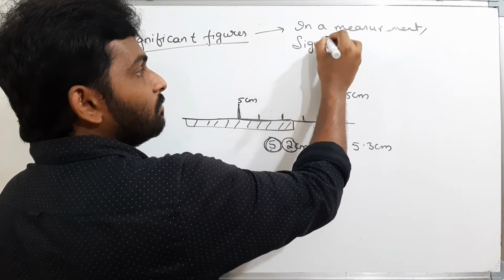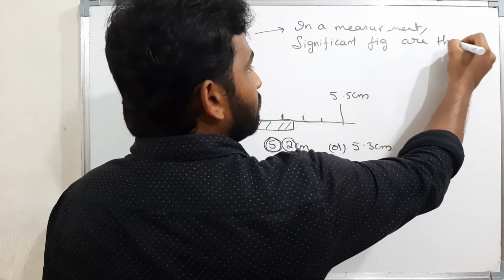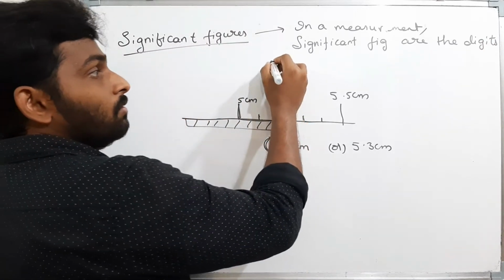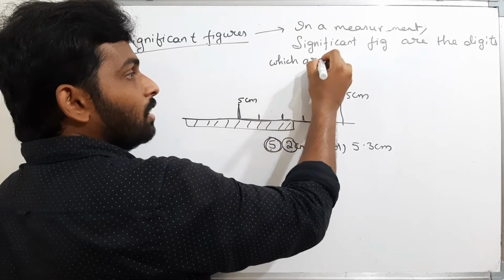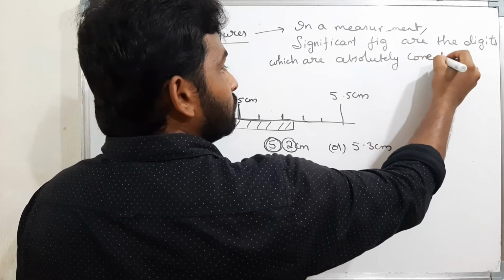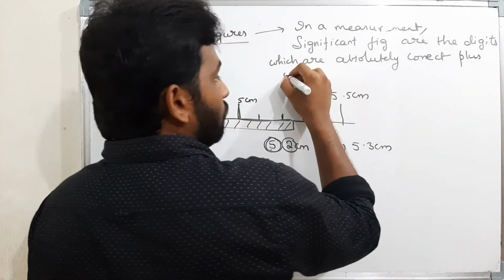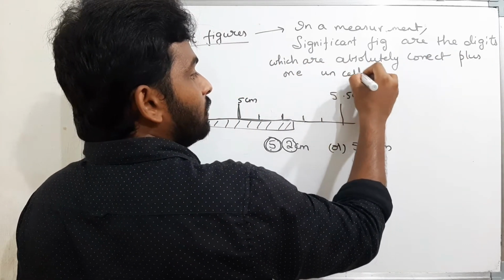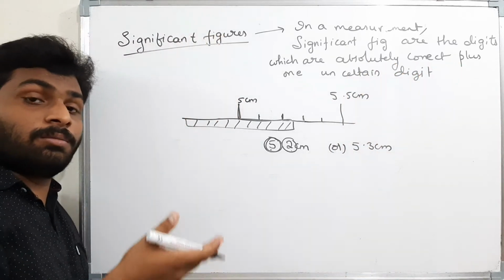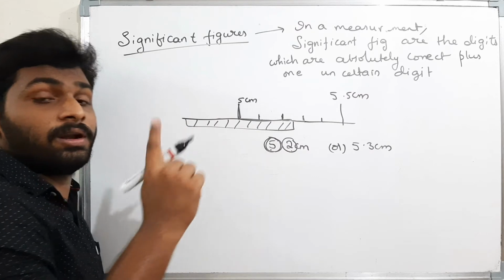Significant figures are the digits which are absolutely correct, plus one uncertain digit. The significant figures are nothing but the digits which have an absolute correct value. 5 is an absolute correct value, plus one uncertain digit.